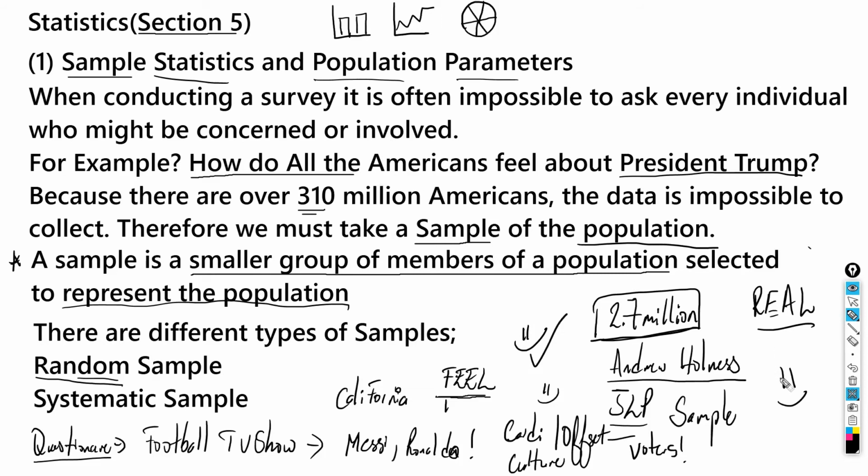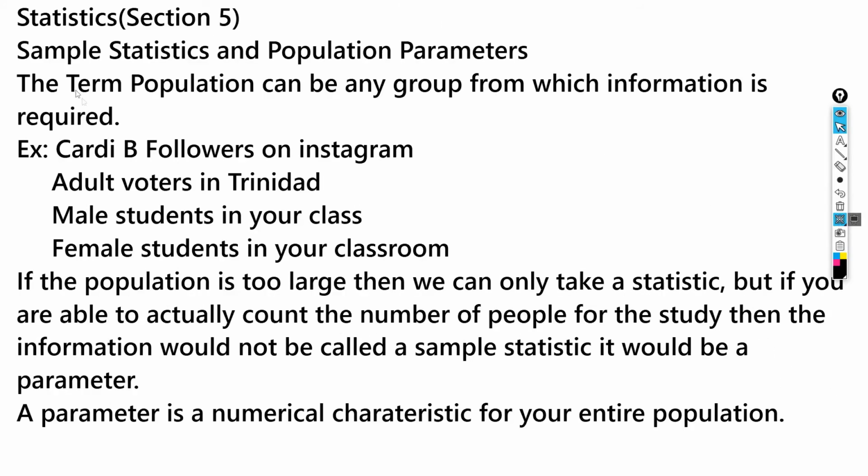All right, guys. So we're going to be looking at the term population parameter, right? In comparison to what a sample statistic is. So the term population can be any group from which information is required. And we're going to give some examples here. The population of Cardi B's followers on Instagram, that should be a lot of people. Adult voters in Trinidad, male students in your class, and female students in your classroom, right?